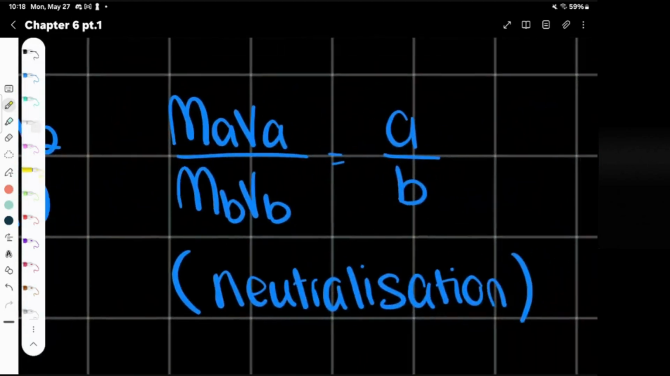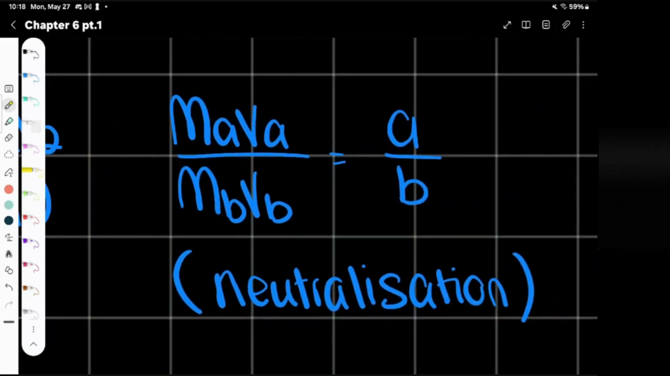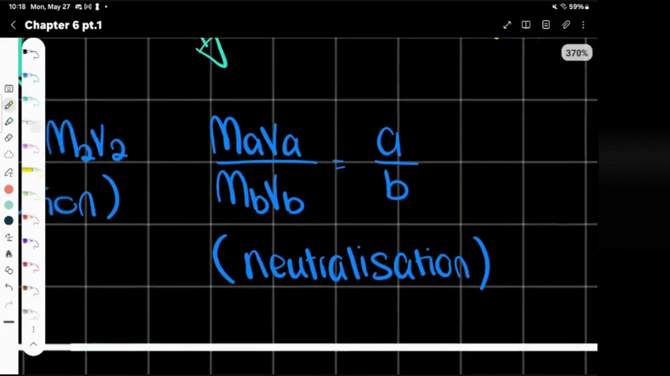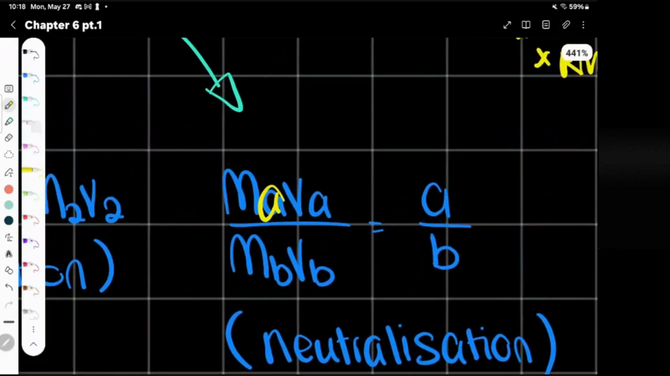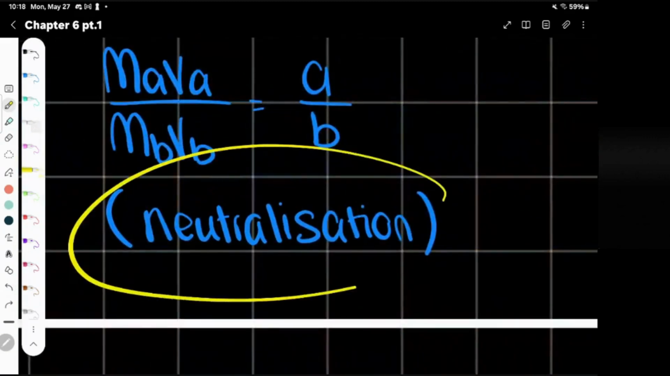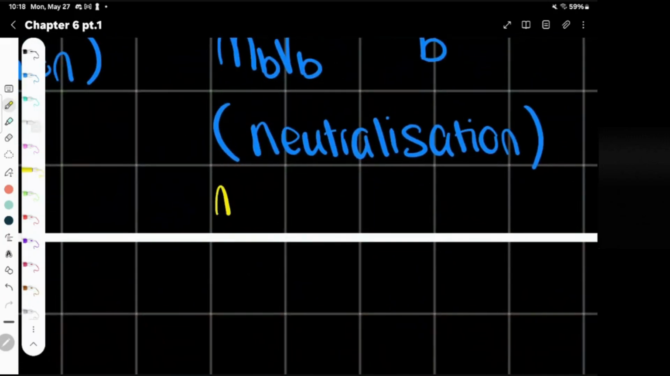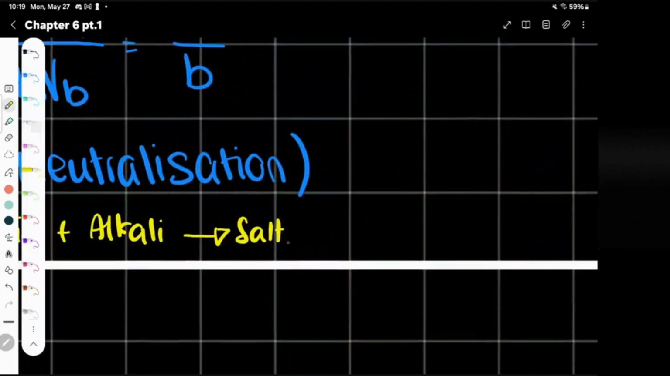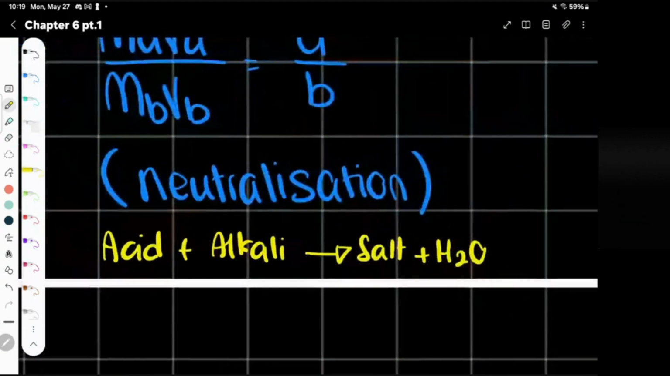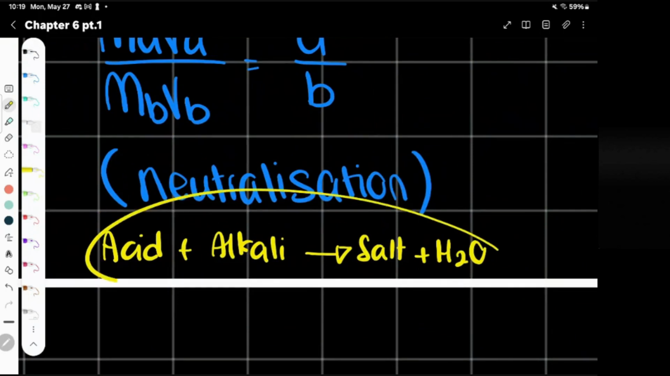Now the third formula, MAVA over MBVB equals a over b. This one is the neutralization formula. Later you're going to understand what a and b are, but don't worry, it's very simple. This formula is about neutralization. Now let's recap. What is neutralization again? Neutralization is when acid reacts with alkali or base to produce salt and water. If you ever see an acid react with alkali, that is neutralization. So you can use this formula here.